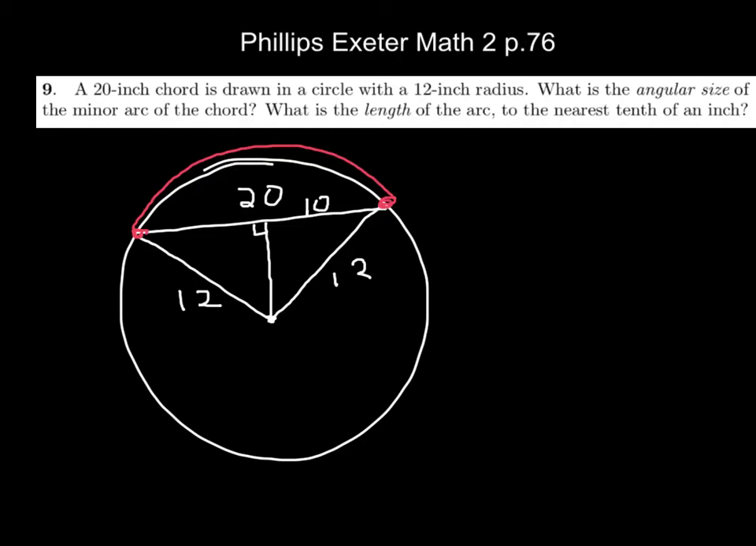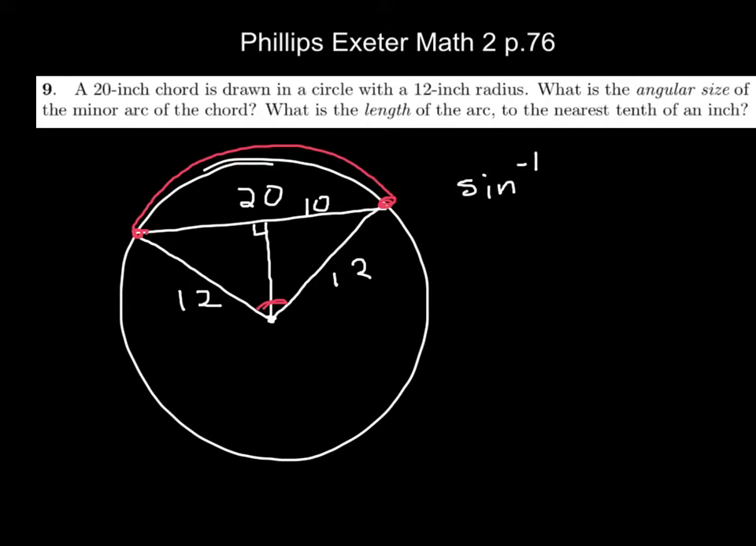Now, to find the arc measurement, what do we need? We need the central angle here. If we can find the central angle here, that equals the arc measurement right there of the minor arc. So we have that. So how are we going to find that central angle? Alexa? Inverse of sine. Yeah, so we can use inverse sine.